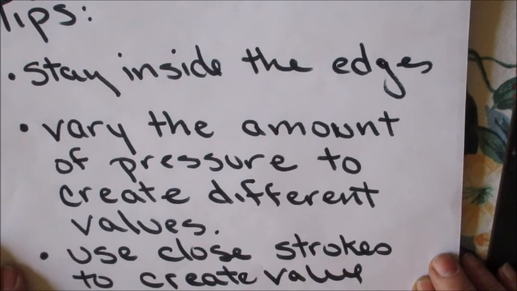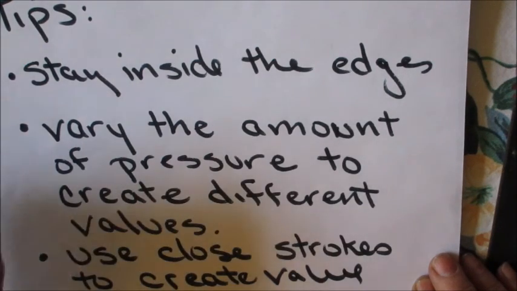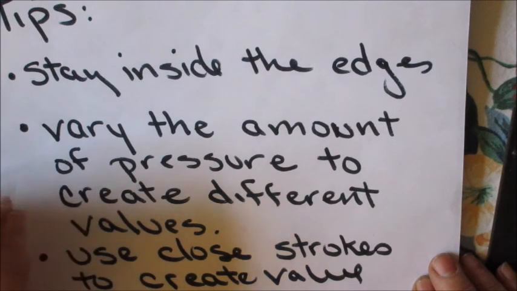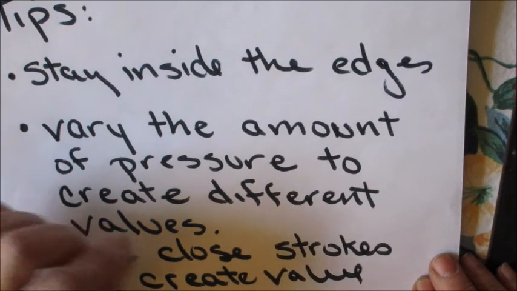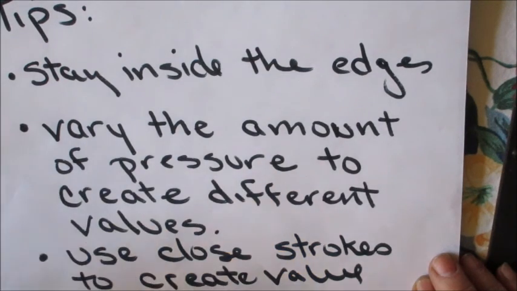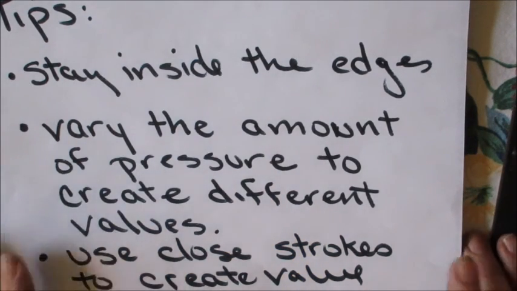Use close strokes to create a value block. You want to make sure that every pencil stroke is staying very tight so that you don't have gaps in between that you have to go back and fill in, because when you do, that gap creates an overlap and then it gets a darker, streaky look.